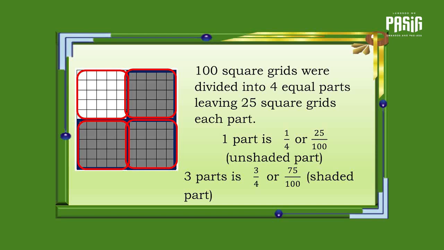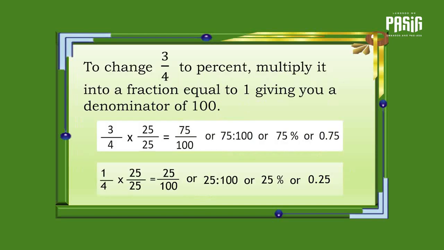To change 3/4 to percent, multiply it by a fraction equal to 1, giving you a denominator of 100. So we have 3/4. As I said, we're going to multiply it by a fraction equal to 1. What number are you going to multiply to 4 to make it 100? So we use 25, and that's 25/25. 4 times 25 is 100, and 3 times 25 is 75. Therefore, 3/4 becomes 75 hundredths. Or in ratio, that is 75:100. Or in percent, it is 75%. And in decimal, it is 0.75.